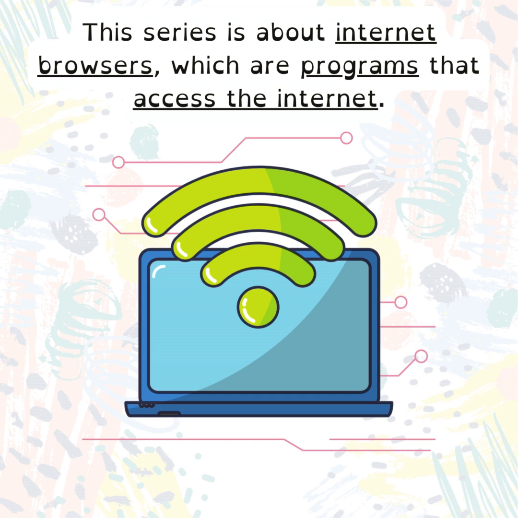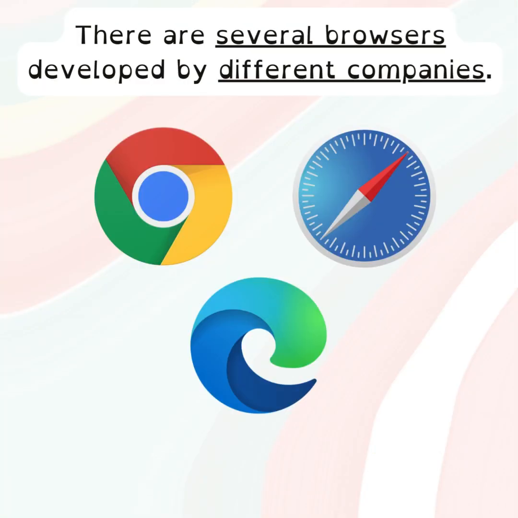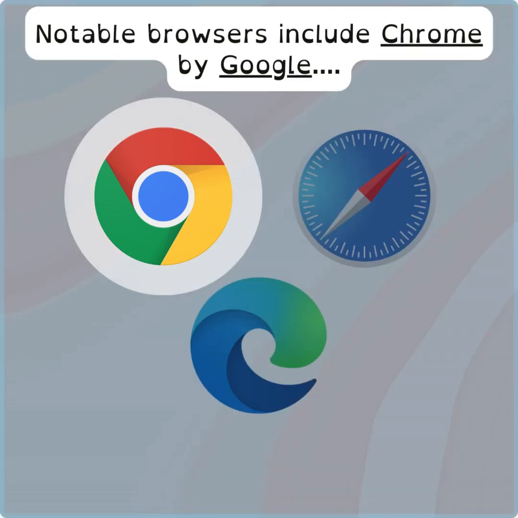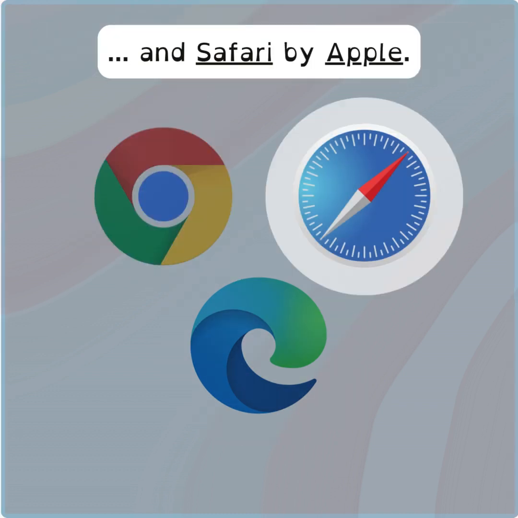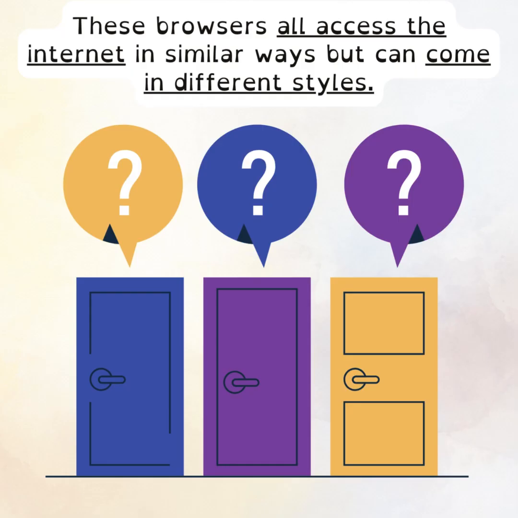This series is about Internet browsers, which are programs that access the Internet. There are several browsers developed by different companies. Notable browsers include Chrome by Google, Microsoft Edge by Microsoft, and Safari by Apple. These browsers all access the Internet in similar ways, but can come in different styles.